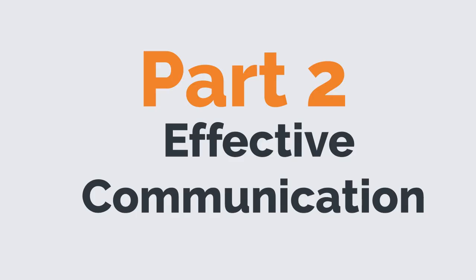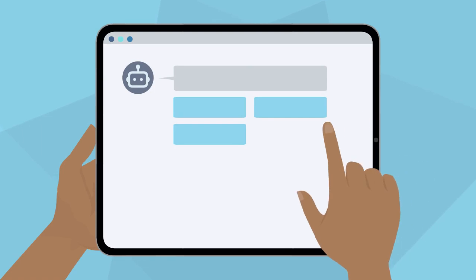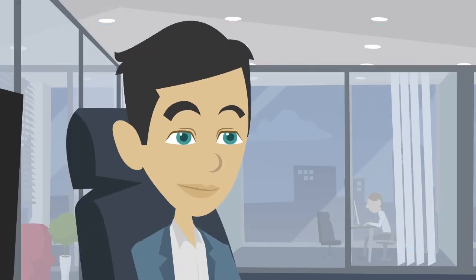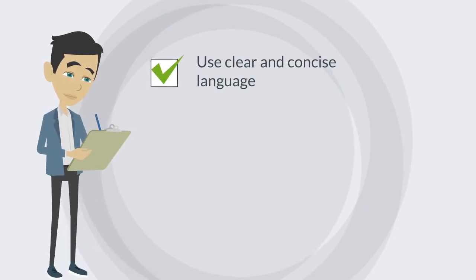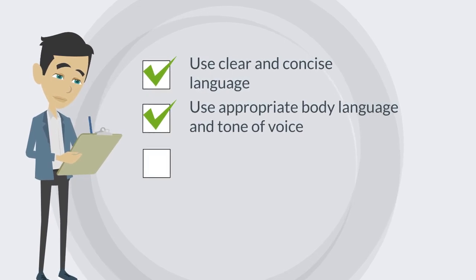Part 2, Effective Communication. Effective communication is about getting your message across clearly and concisely. To improve your communication skills, try to use clear and concise language. Use appropriate body language and tone of voice.